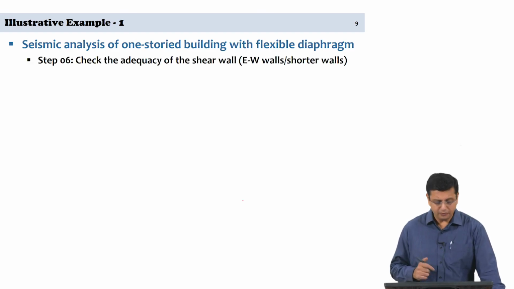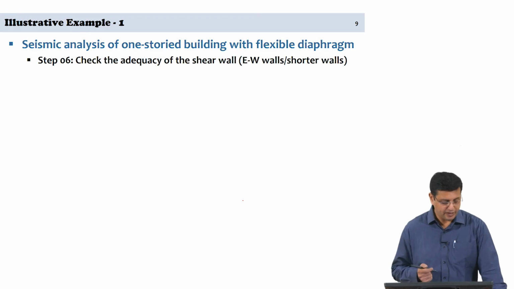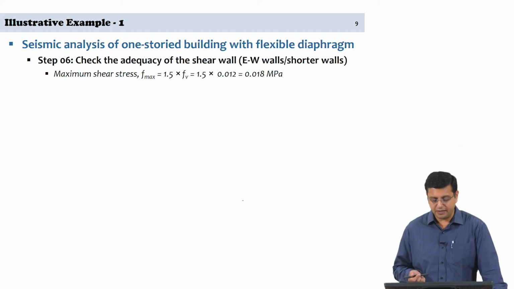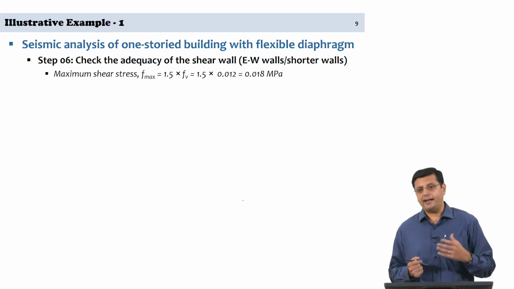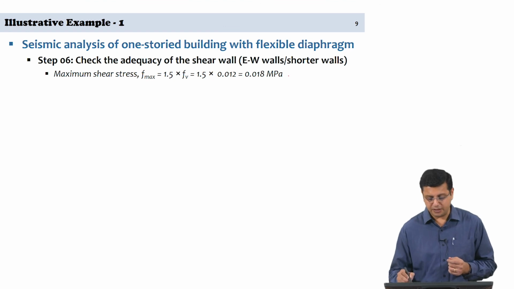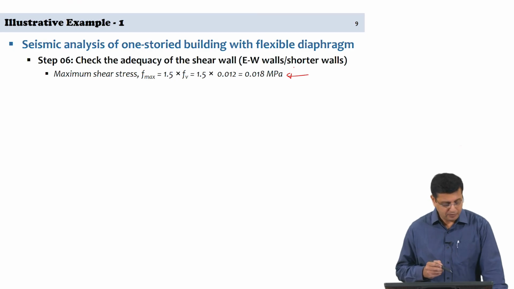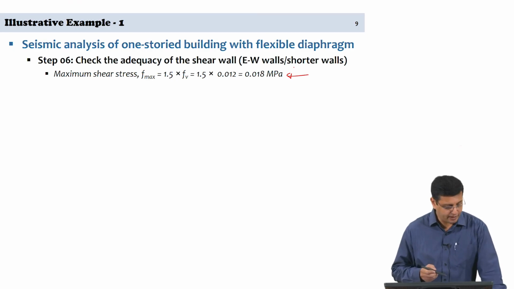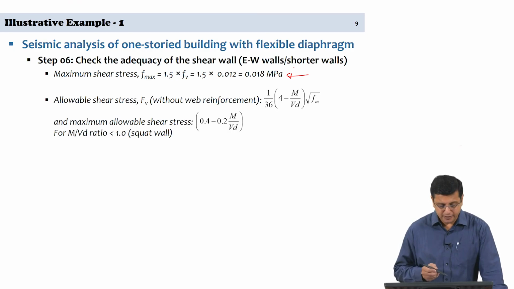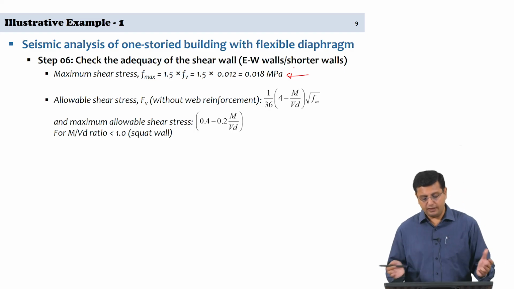So, we need to check in the final step the adequacy of the shear wall, the shorter walls. The maximum shear stress, we calculated the average shear stress in the previous slide. The maximum shear stress is about 1.5 times the average shear stress, and therefore 0.018 MPa is the maximum shear stress expected. Now, let us look at a situation where we are not providing any web shear reinforcement, what the allowable shear stress would be.